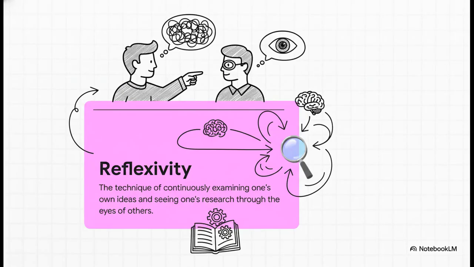So how in the world do they even try to deal with this? Well, they use this incredibly powerful technique called reflexivity. And this is a total game changer. It basically means they are constantly turning the lens back on themselves, always examining their own ideas and their own biases. It's really about trying to see their own research through the eyes of the very people they're studying.